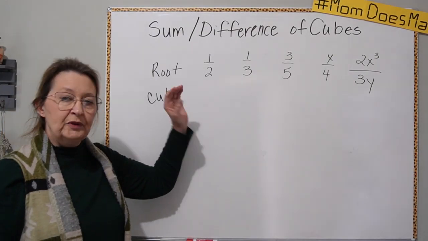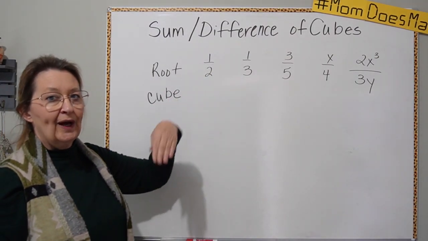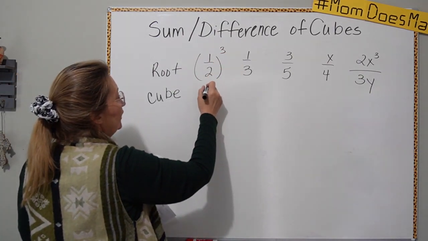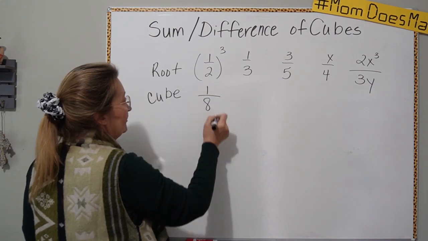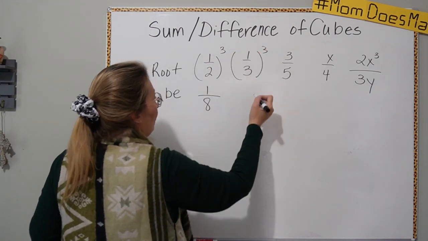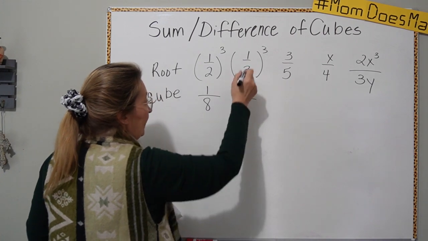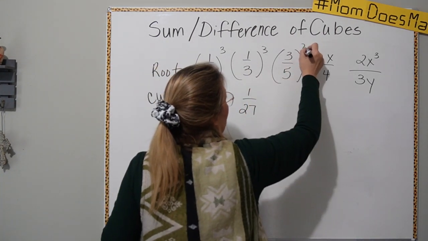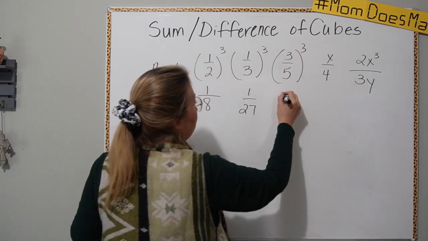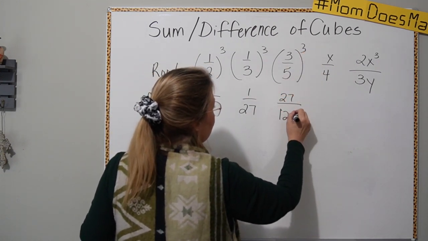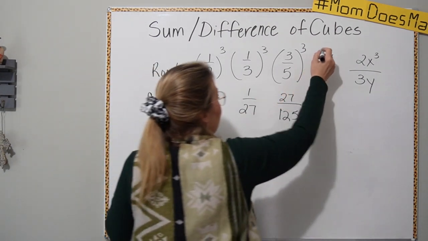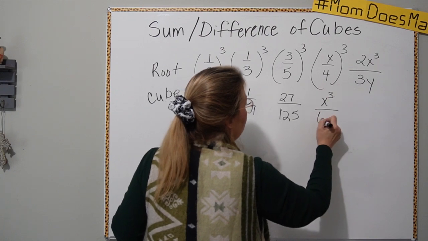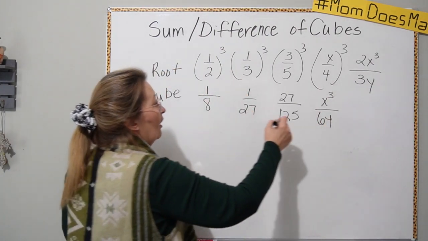Now let's look at fractions. When you cube a fraction, you have to cube numerator and denominator. So if I cube 1/2, well, 1 cubed is 1 and 2 cubed is 8. If I cube 1/3, 1 cubed is 1 and 3 to the third power is 27. Now if I cube 3/5, well, 3 cubed is 27, 5 cubed is 125. Here, cubing the whole thing is going to give me x to the third. 4 cubed is 64.